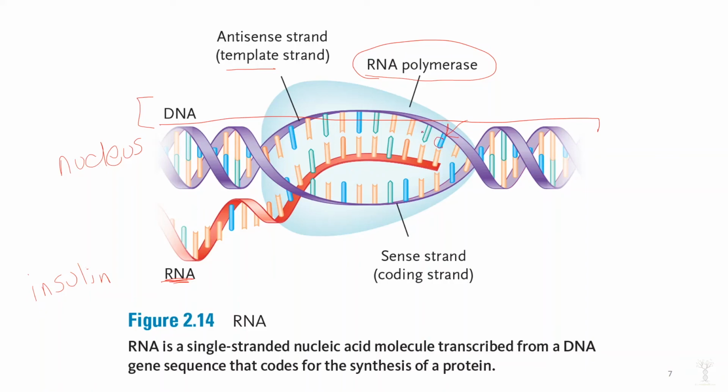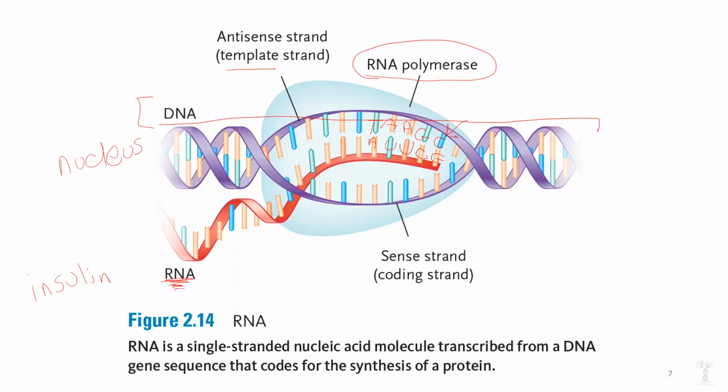So if this was CGAAT, the RNA strand is going to be GCUA. So the opposite nucleotides always go together, A's and T's or A's and U's when it's RNA. So this is how we use a gene sequence to make an RNA sequence.